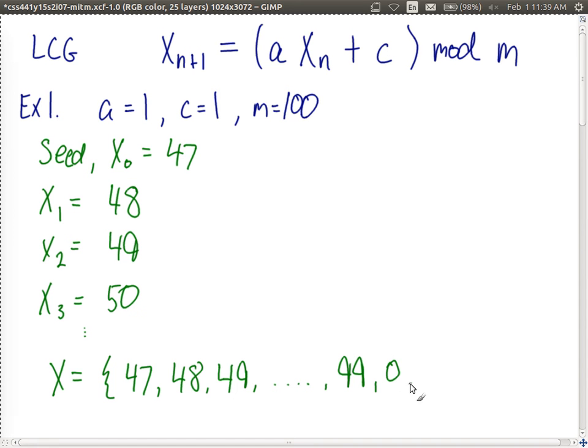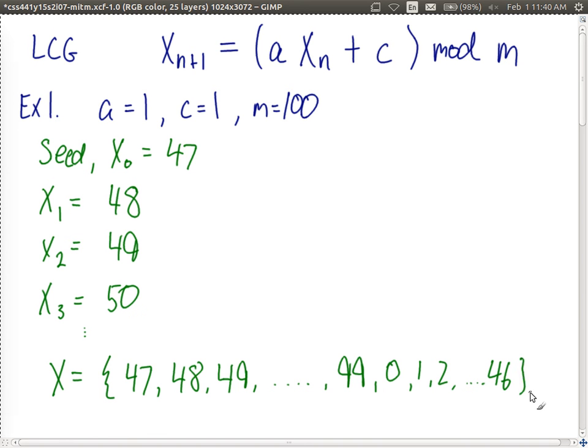When we get 100, mod 100, it comes back to 0. So we start with 0, then we add 1, it will go up to 1. And then it gets to 46. What comes after 46? 47, which was the first value. And then it's going to repeat. So the last number in this sequence is 46.